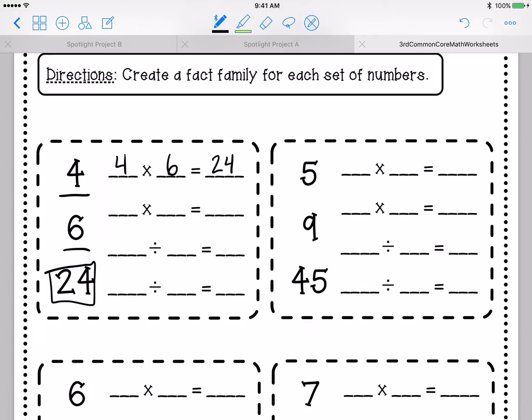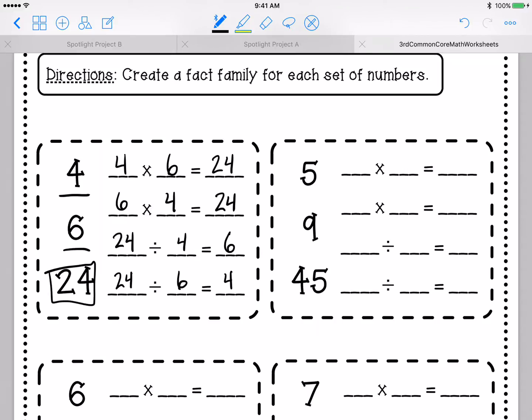And because of the commutative property, we can do the turnaround fact, so we know that 6 times 4 is also equal to 24. Now we've got our two multiplication facts, and we need to do the division. It's not possible for us to do 4 divided by 6. That's not equal to 24. So we have to put our biggest number first in the dividend spot. So 24 divided by 4 is equal to 6. And 24 divided by 6 is equal to what? 4. Because these are all in the same fact family.